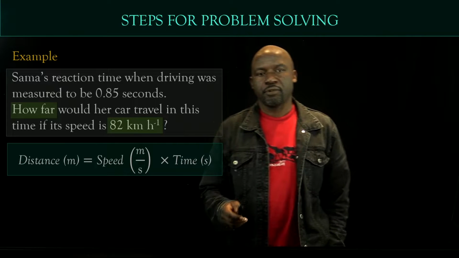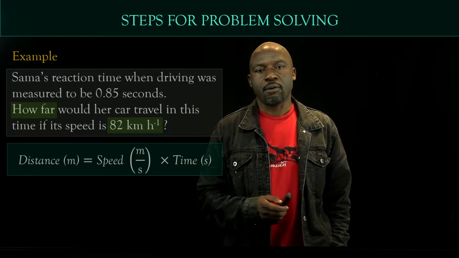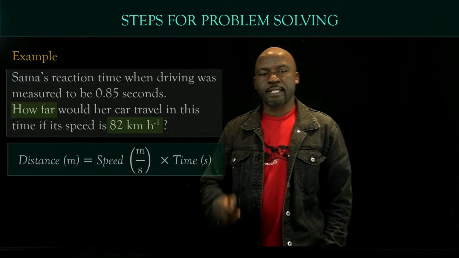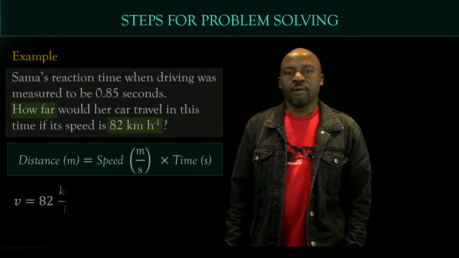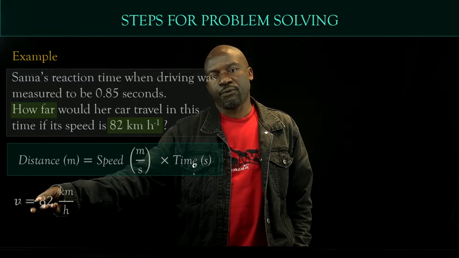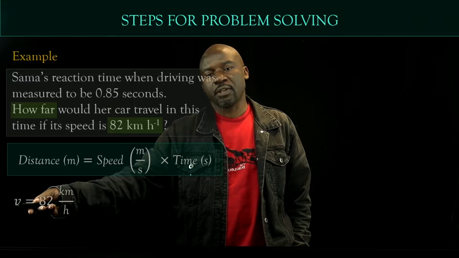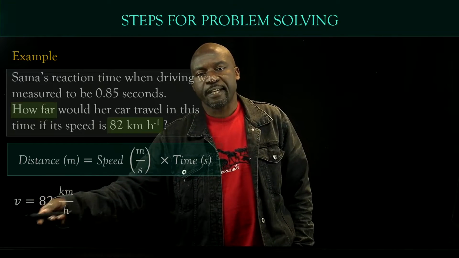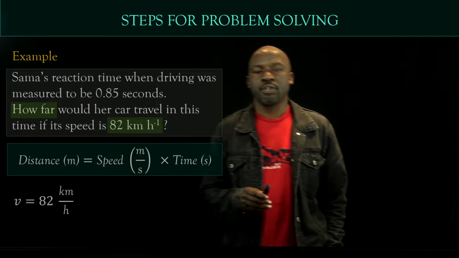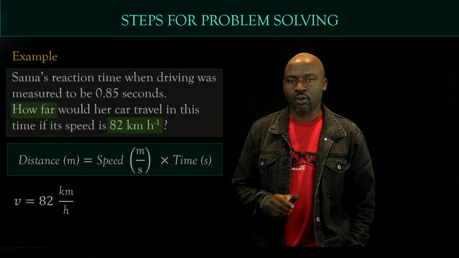So the first thing is to change the speed there from kilometers per hour, 82 kilometers per hour, to meters per second. And to do that, we will say V there for speed. The symbol we use for speed is V, V for velocity. We don't want to use letter S because letter S is used for something else. So we will use V, which means velocity, which is another name for speed.